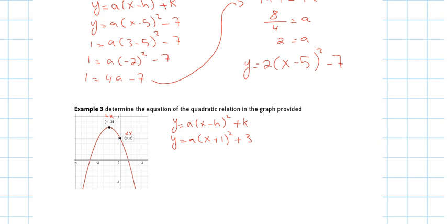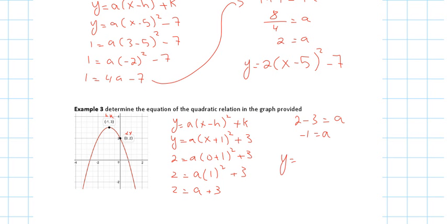Then you're going to plug again 2 for y, 0 for x. So 2 equals a times 1 squared plus 3. That's going to be 2 equals a plus 3. Bring the 3 over, so that's going to become minus 3, which I will have 2 minus 3 equals a. And a is negative 1.